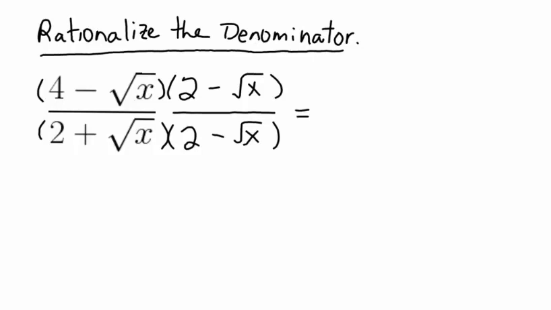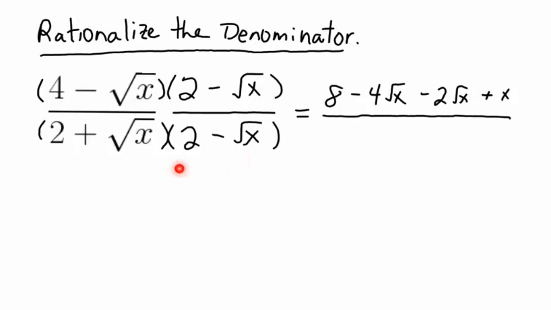So inside of our new numerator, we're going to get 4 times 2, which is 8. 4 times negative root x, negative root x times 2, and then negative root x times negative root x. That's going to give us positive x.